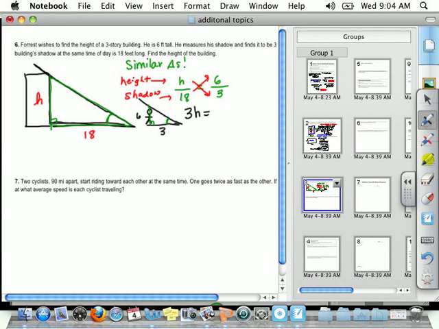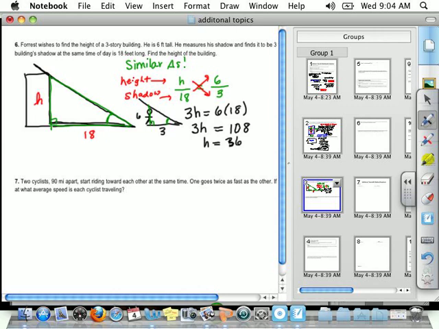You can take the 6 times the 18 and then take that whole answer and divide by 3 because you're trying to solve for h. So you're just trying to multiply that 18 over. But a lot of you guys probably learned cross multiplication. So you have 3h equals 6 times 18. It's what? 108. Divide by 3. 36. Yep, so the height of the building is 36.